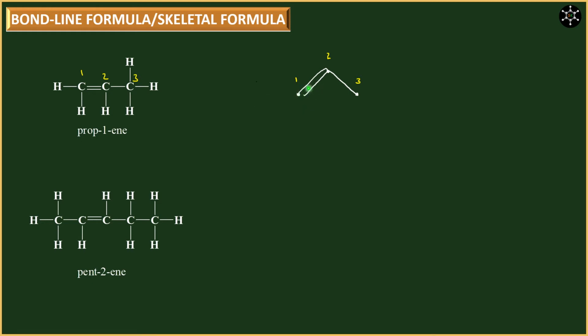Let us read this bond line representation. On carbon 1, we have written a double bond. So this carbon must be having 2 more bonds with hydrogen atom. Carbon atom 2, we have written 3 bonds on it. So there must be 1 more bond with hydrogen atom. Carbon atom 3, we just have written 1 line. So there must be 3 more bonds with hydrogen atoms. Similarly, let us do it for pent-2-ene, which is having 5 carbon atoms in it.